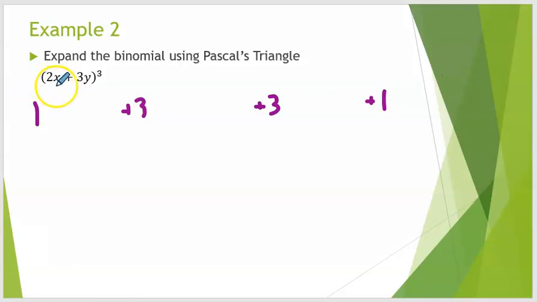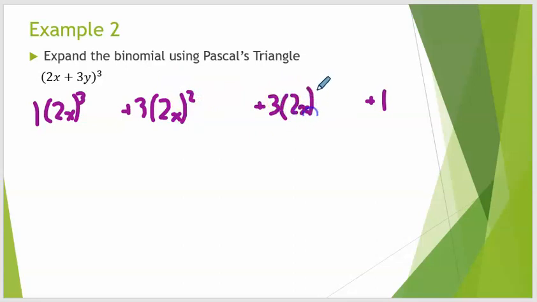Okay, now this time our a value is 2x. So be careful and use parentheses when you write this part. This is going to be 2x to the 3rd power, and then 2x to the 2nd power, 2x to the 1st power, and 2x to the 0 power.